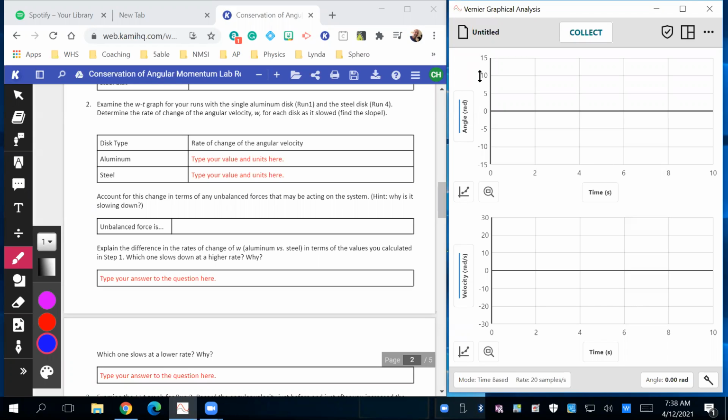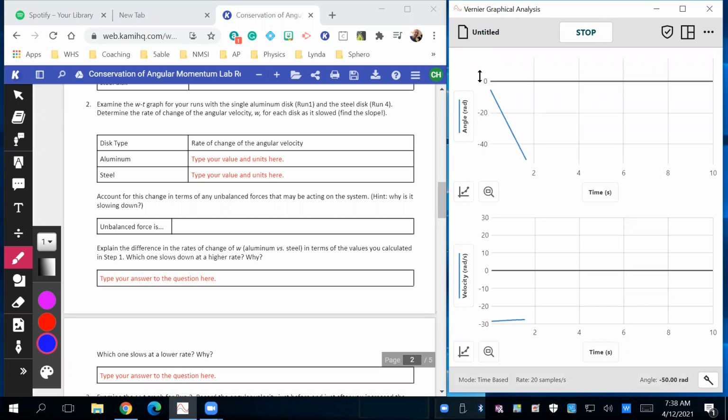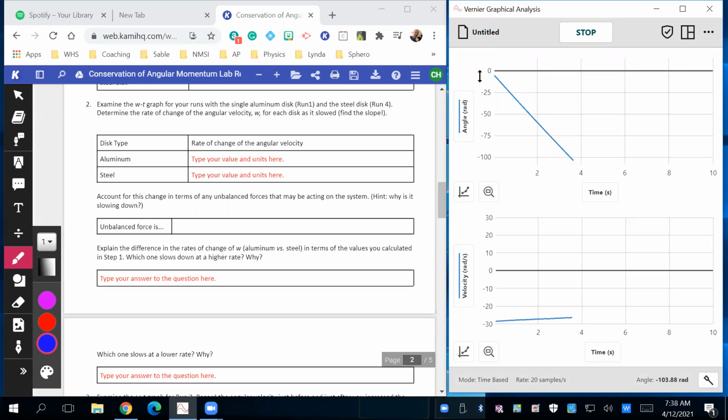Let's just go through and talk about some of the things in this lab. When you start the lab, you're going to do several different trials, and on the first trial, you're going to take a disc and spin it, and as it's spinning, you're going to collect data. So I'm going to start a disc spinning, and then I'm going to collect data on that disc.